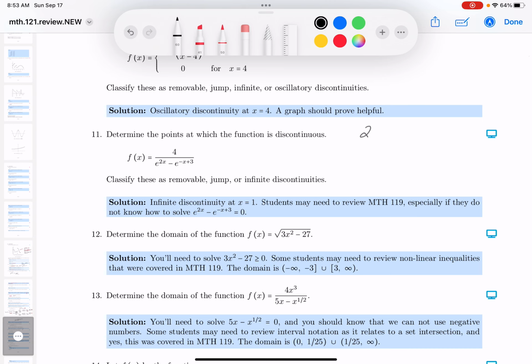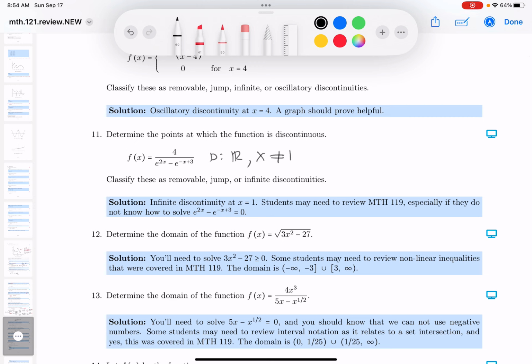So I'm going to write down e to the 2x equals e to the minus x plus 3. Well, for those to be equal, 2x would have to equal minus x plus 3, where 3x would equal 3. So I'm going to say x equals 1 is trouble. All right, so I know there's trouble there. So let me erase this over here and write the domain down now. So the domain of this problem is going to be all the real numbers, but x can't be 1.